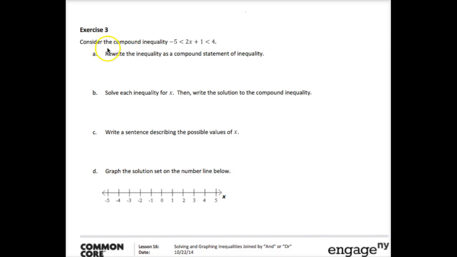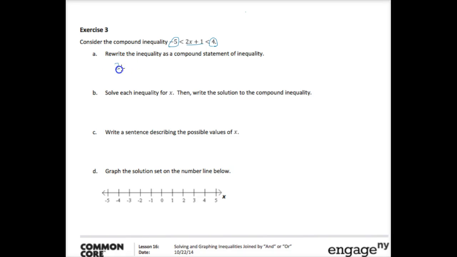3. Now we're going to consider the compound inequality -5 is less than 2x plus 1, which is less than 4. If you notice, our two outside values match what we saw before, and the only change is happening in the middle. Rewrite this inequality as a compound statement of inequality.